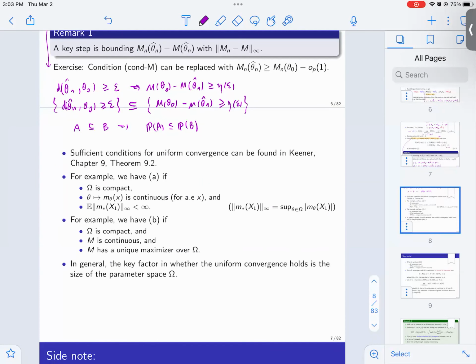A few comments about the conditions. For the conditions of uniform convergence, some sufficient conditions can be found in Keener, chapter 9. For example, if the parameter space is compact, this function is continuous for every x, and this sup norm, this supremum over the parameter, this infinity norm of it, has finite expectation, then he has a result that shows that uniform convergence holds.